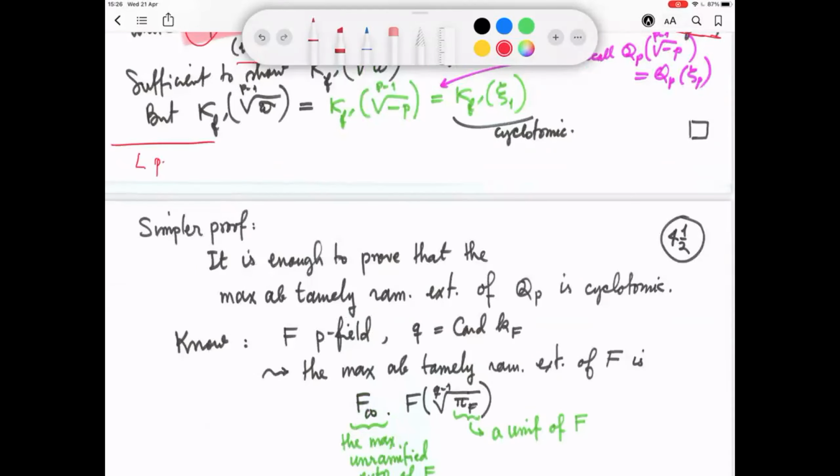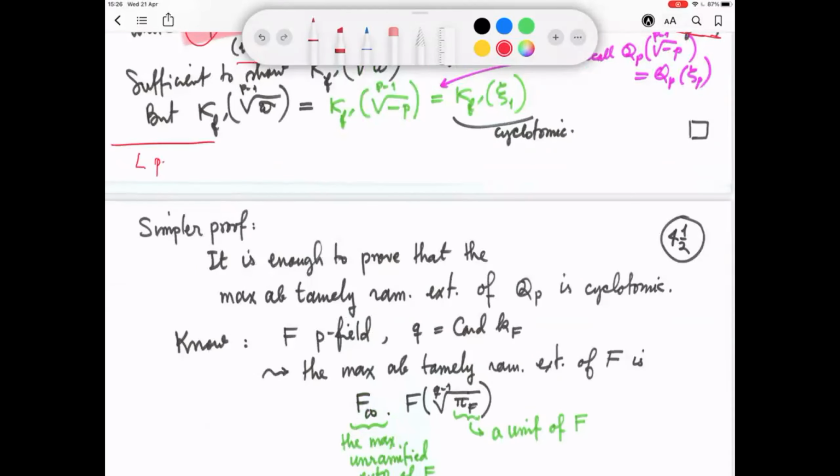But adjoining a p minus 1th root of minus p is the same as adjoining a pth root of unity. This is something that we had seen earlier. If you adjoin a p minus 1th root of minus p, that is the same as adjoining a pth root of 1. So that shows that this tamely ramified abelian extension of Qp is cyclotomic.